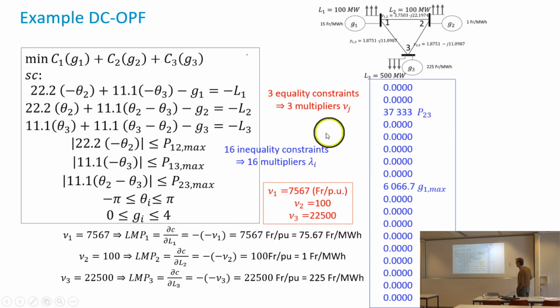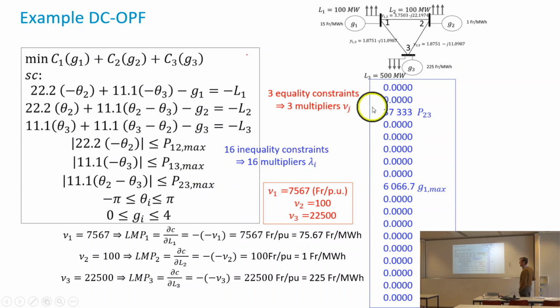Here we find there are other constraints. There are constraints on the power flow on the lines. And if we combine them in all the cases, we also have that the angles must be between minus pi and pi, and that those are constraints on the generation. If I sum up all of those, I find 16 constraints, and I find that they're all 0 except this one and that one. And that one, that's the constraint that corresponds to P23 max.